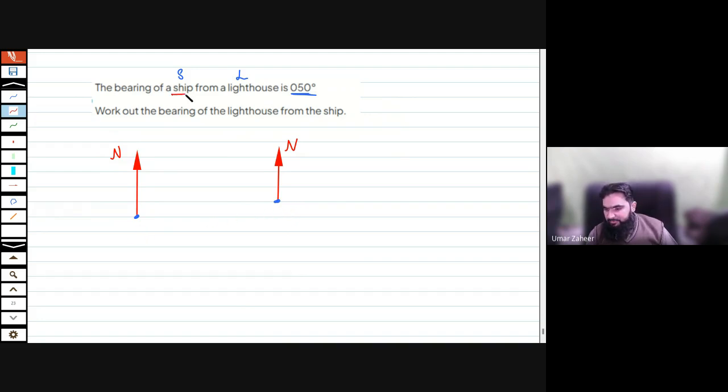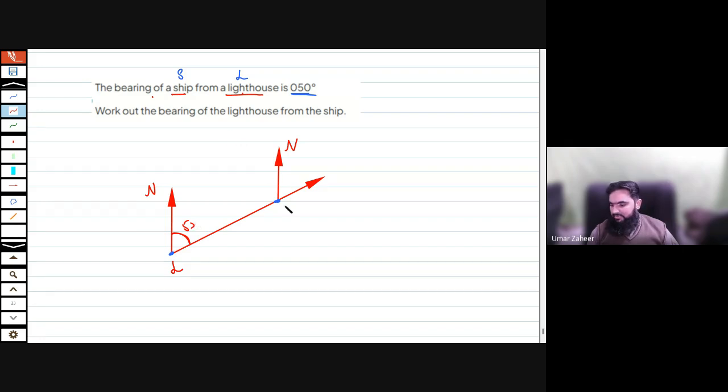He says that the bearing of the ship from a lighthouse is 50 degrees, which means we have to stand on the lighthouse. The bearing is given, that is 50 degrees. Let me take it a little bit down so it looks like 50 degrees. If you make an angle, this angle is 50 degrees. It is the bearing of the ship from the lighthouse. So this is the lighthouse, and this is the ship.